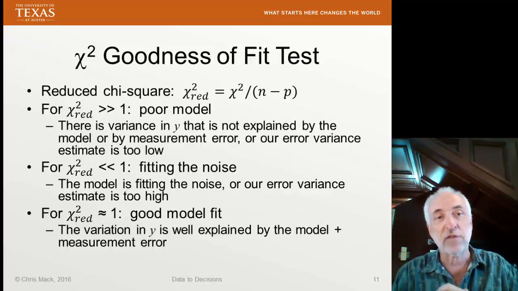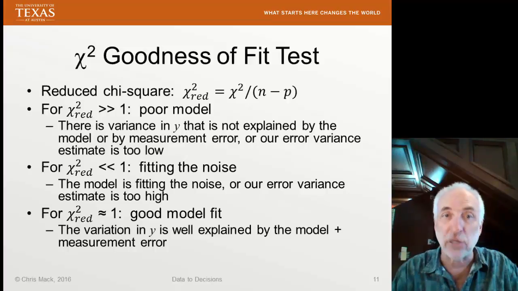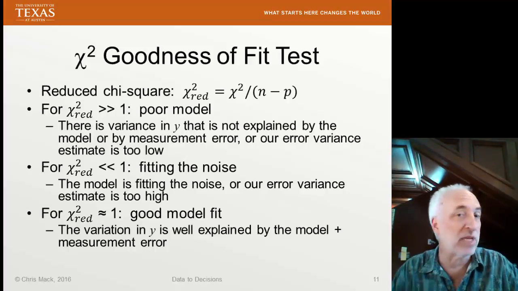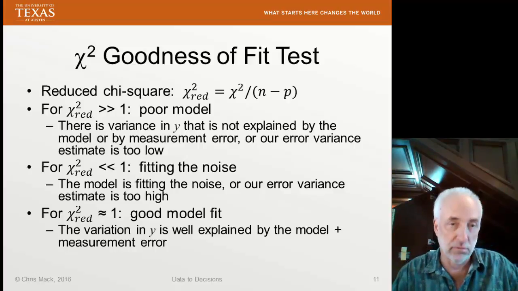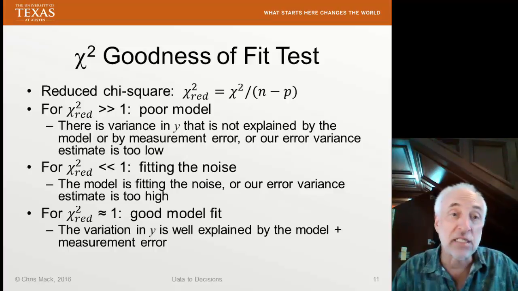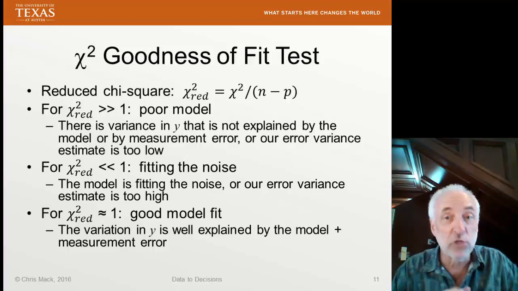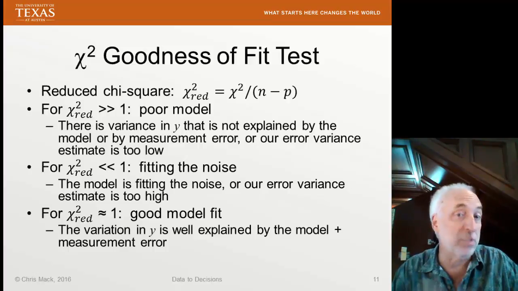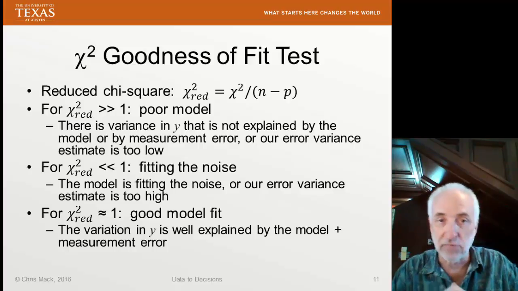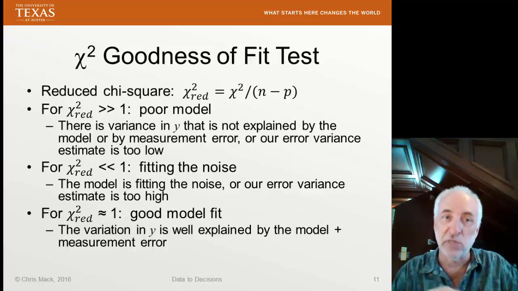If the reduced value of chi-square is much, much bigger than 1, then our model is not accounting for all the variance in Y. There is variance in Y that is not being explained by the model. There's something missing from the model. But there's another possibility. Our estimate of the measurement error is too low. We assume a really small measurement error, and in fact our measurements had a lot more uncertainty in them. We could also get the reduced chi-square much, much bigger than 1. So one of those two things is true if the reduced chi-square is much bigger than 1.